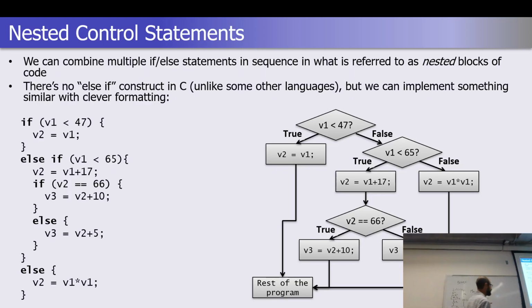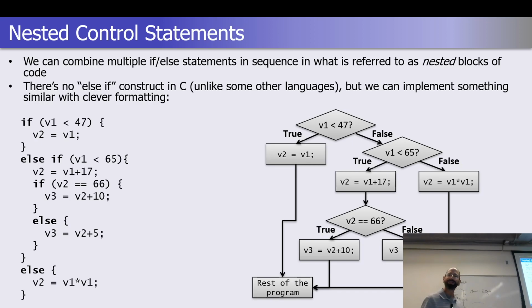We really need to just finish up this topic on branches and look at just a little bit beyond the typical if followed by else. You can always combine these ifs and elses together in what we refer to as nested or chained blocks of code. In C, unlike some other programming languages, there isn't a separate else-if construct. There could have been, but there just isn't, by design. You can basically implement an else-if construct with just a little bit of clever formatting.